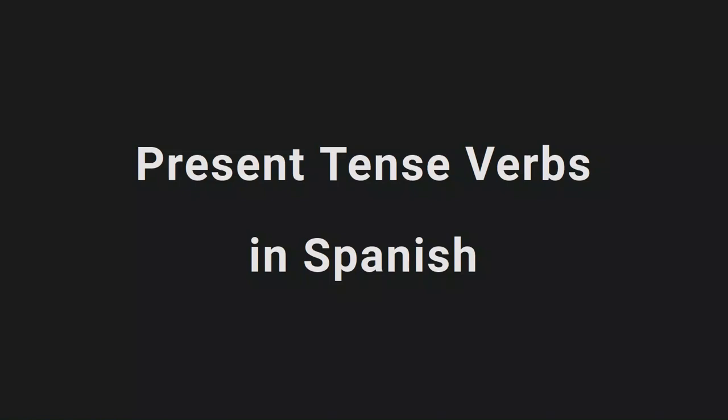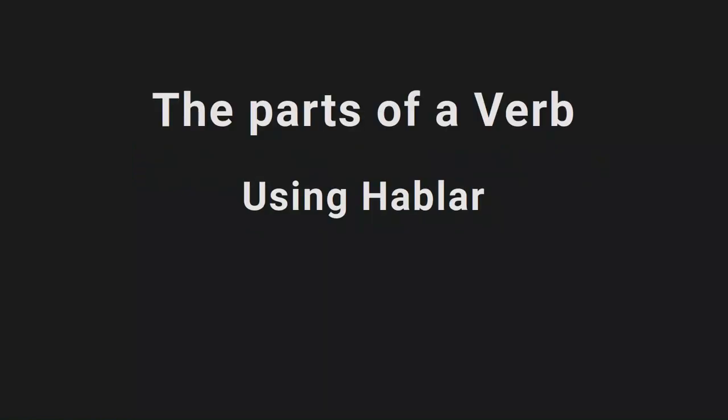I have a master's in Spanish linguistics, and today I'm going to teach you about present tense verbs in Spanish. So first, let's talk about the parts of a verb using hablar. There's first the root. This is the part of the verb that conveys the semantic meaning of it. So in the case of hablar, this is to speak. Habl is the root. And we'll see how this breaks down even further in a bit.